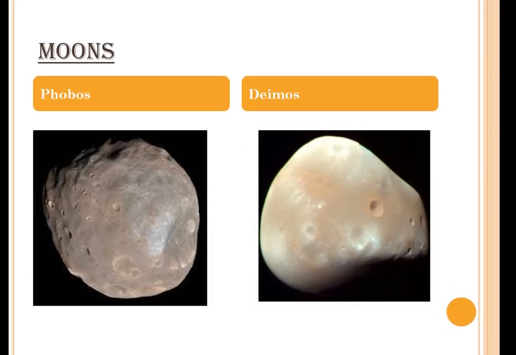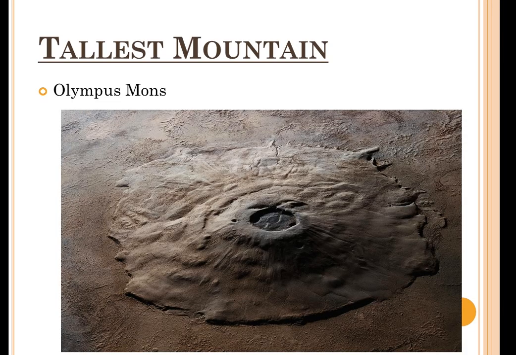Now we're going to be talking about the moons of Mars. Mars has two moons, Phobos and Deimos. Both don't have a proper shape, pretty much. And actually, a fun fact, Earth's moon also does not have a proper shape. It's not perfectly round or spherical. It's actually the shape of an egg. So yeah.